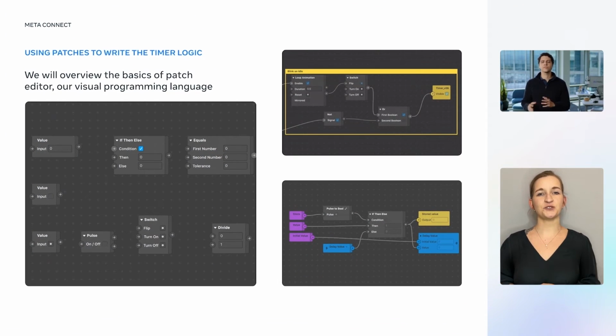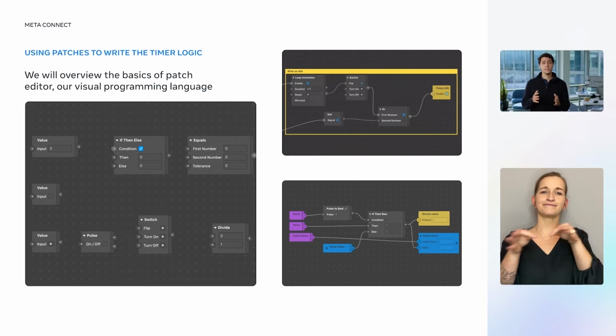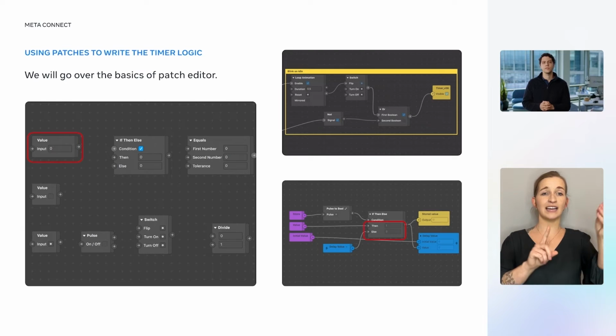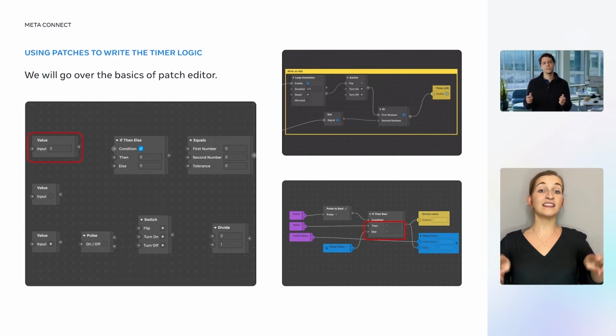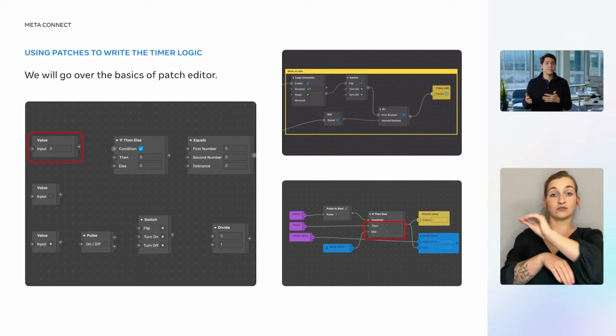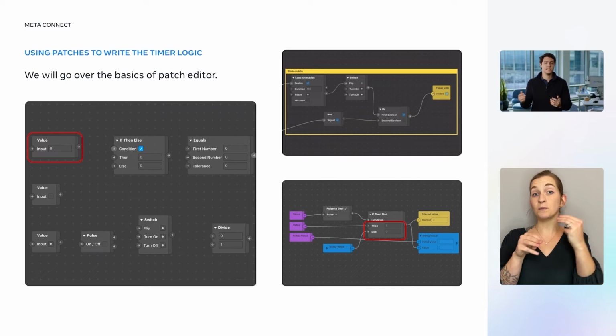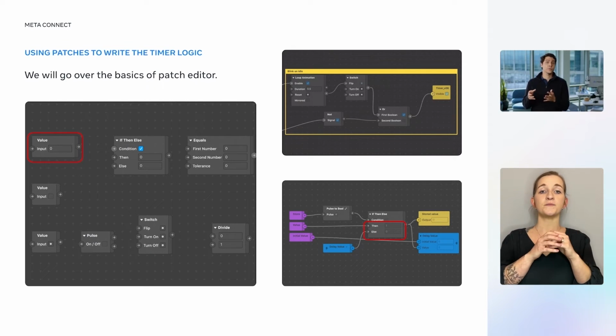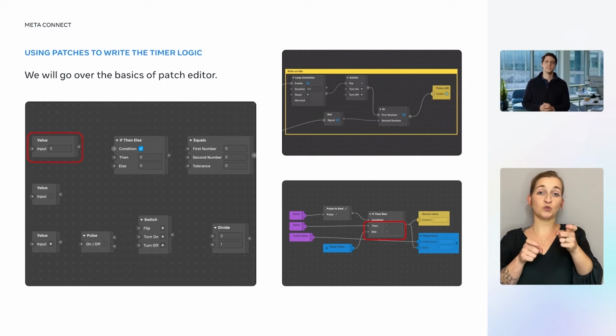Now, I'll give you a quick overview of patch editor. Patches are building blocks that can pass and receive different data types. Here, you can see the value patch, which receives and produces a number. Numbers can be used in math operations or to define a logical flow or even states. They can also be used to control animations or to scale objects.